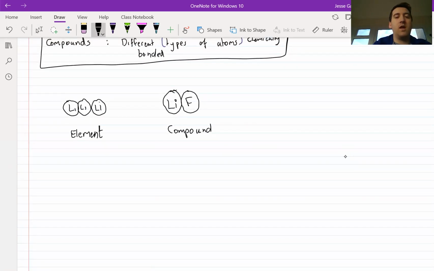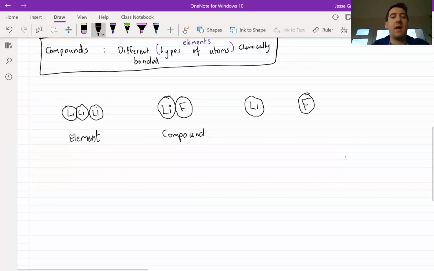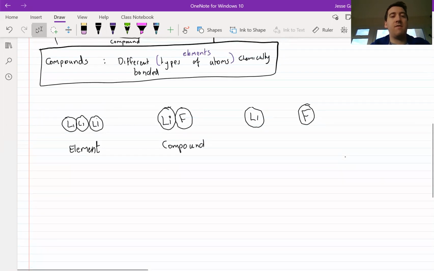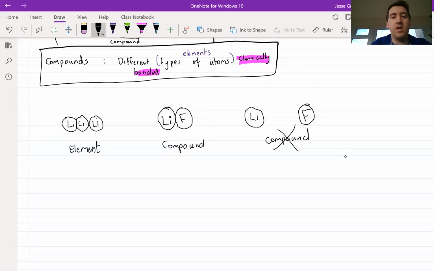Now note, if I have a lithium atom and a fluorine atom in the same area, I'll put them in the same container, but they're not chemically joined together yet. They haven't actually attached to each other. If we look at the definition for a compound, we must have different types of elements and they must be chemically bonded. These here are not chemically bonded. So this is not an example of a compound, because there is no chemical bond.